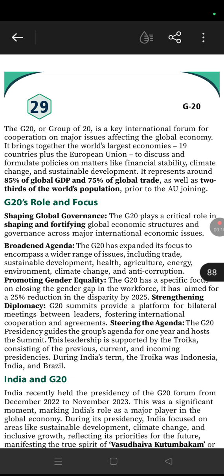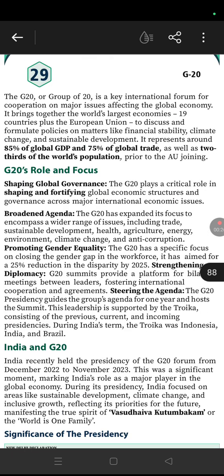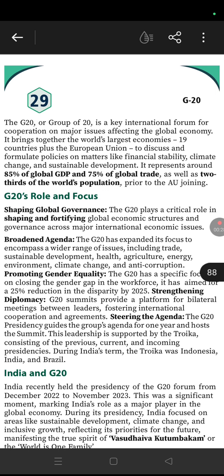Actually, I was revising this topic for GS2 International Relations subtopic, and this is a Prahar PW book. So I thought to study this topic along with you guys. So let's start. G20. G20 is a grouping.